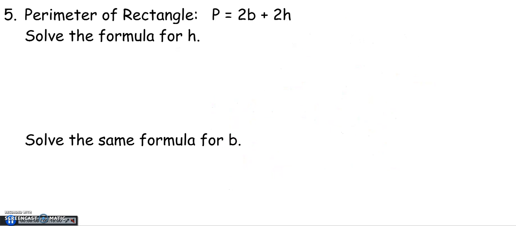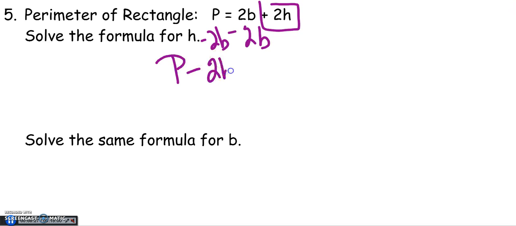Alright, let's do one more. So this time we're solving for h. So h is in this piece here. That means we need to get rid of this positive 2b. So we're going to subtract 2b from both sides. On the left we have p minus 2b. We can't combine those because they're not like terms. And on the right we have 2h.